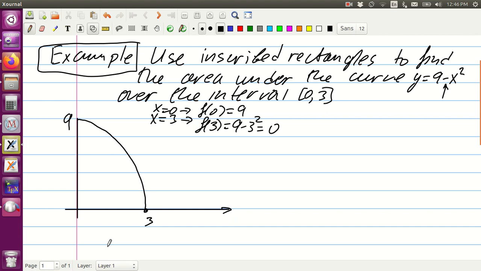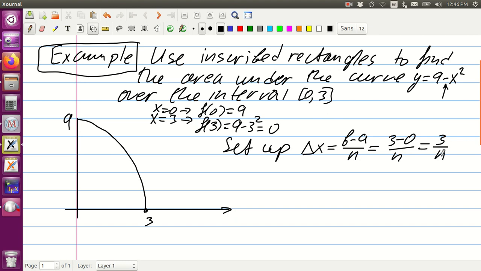So we want to find the area under this curve by splitting it up into subintervals, right? Usually the first thing to do is set up delta x. Our delta x by definition is b minus a over n. In our case, b is 3, a is 0, and n is on the bottom, so we get 3 over n.